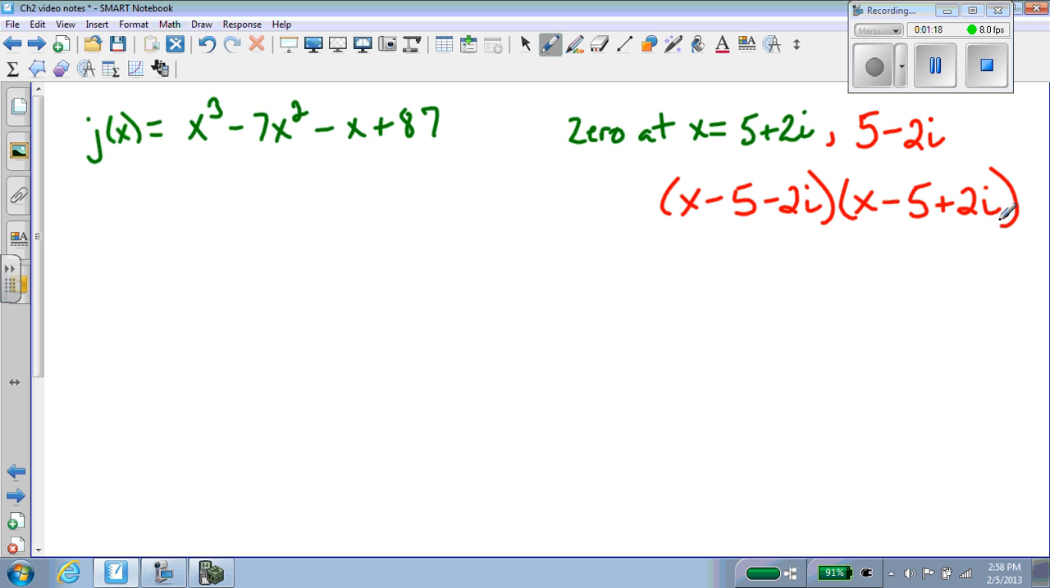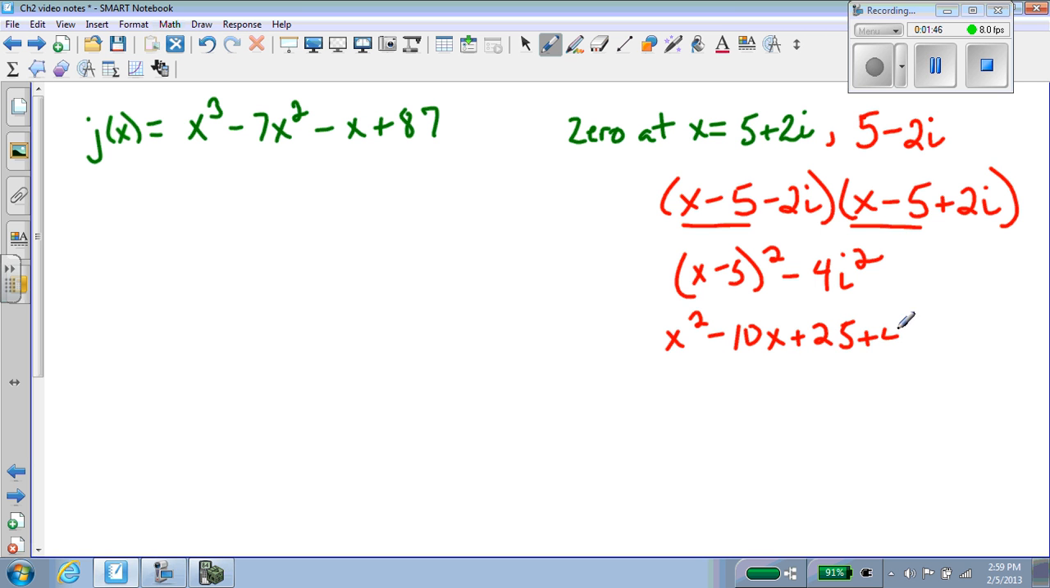Okay, so if I wanted to multiply these out, this is x minus 5 minus 2i plus 2i. So it's a sort of funky difference of two squares. So when I multiply it out, I'm going to get x minus 5 squared minus 4i squared. So I'm going to get x squared minus 10x plus 25 plus 4. So x squared minus 10x plus 29. And I'm going to do long division with that.